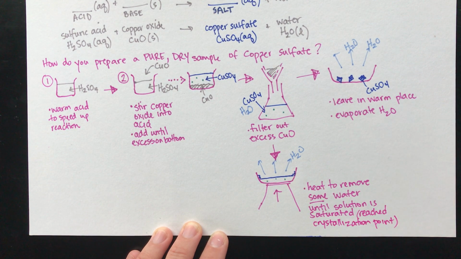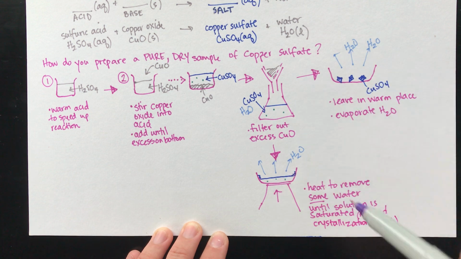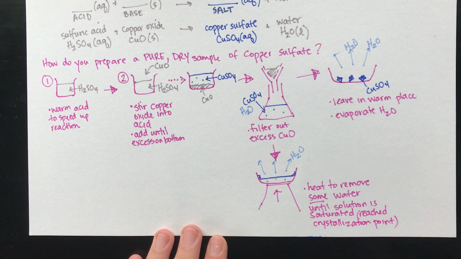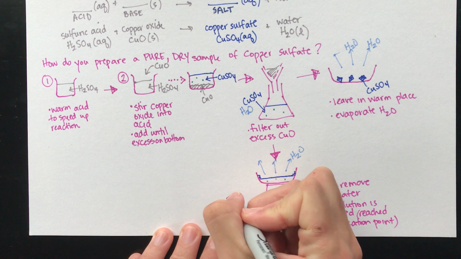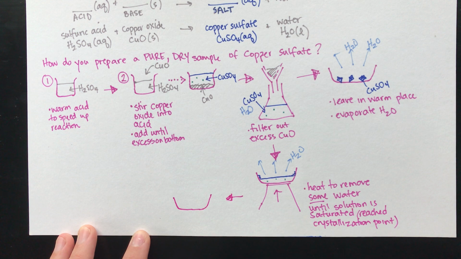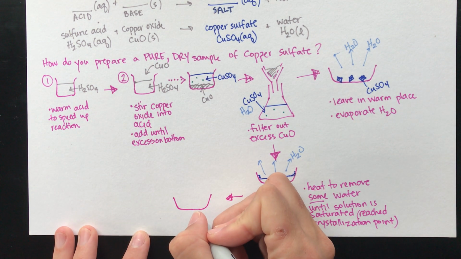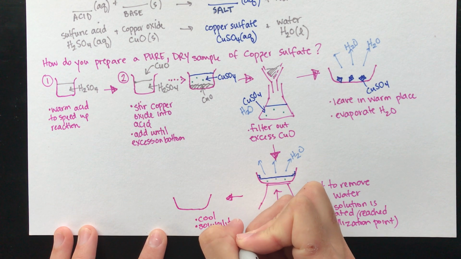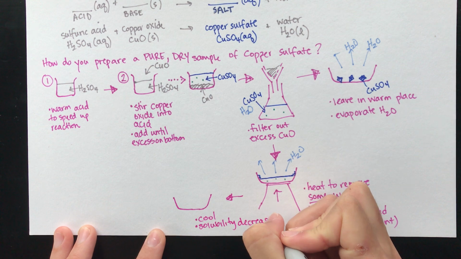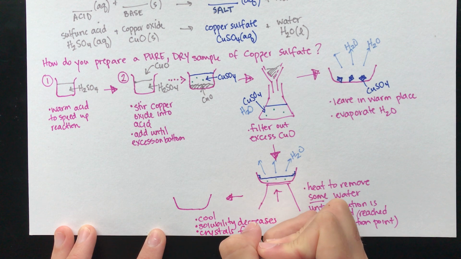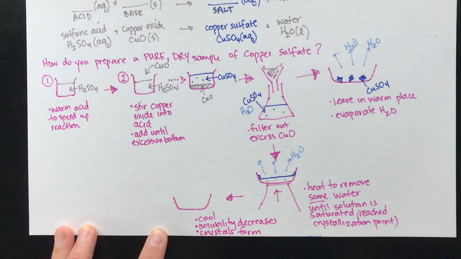Okay, now here's where the really clever part happens. This is saturated for the copper sulfate, but it's not saturated for the impurity. Think about it. You've got tons of copper sulfate in there, but only a couple little particles of impurities. So if you then remove the Bunsen burner or you take your evaporating basin off and put it on a heat-proof mat to cool, as it cools, the solubility will decrease, which means crystals will form because they can't stay dissolved at that colder temperature.